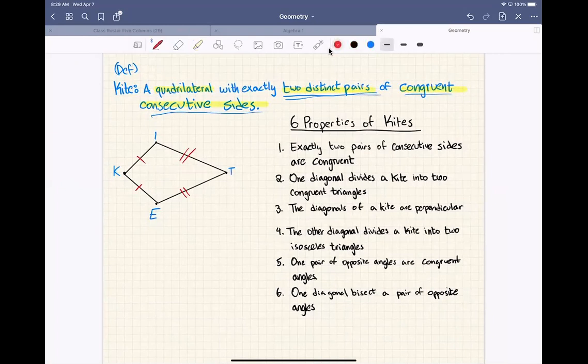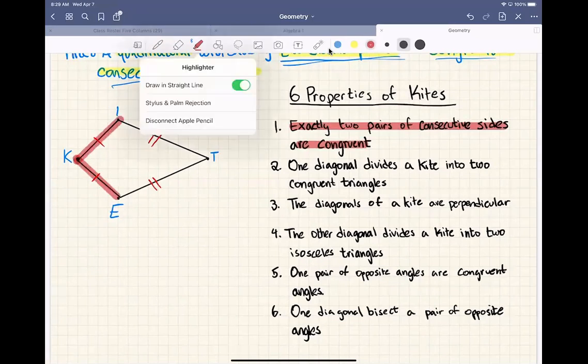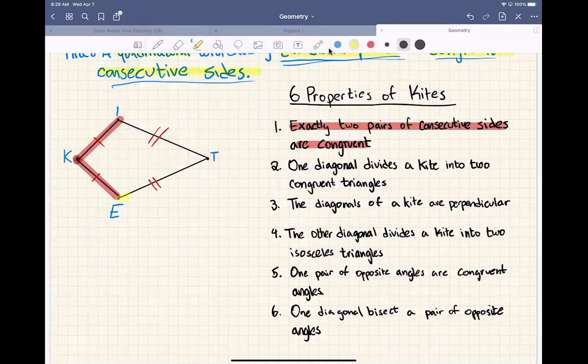All right, next up, we're gonna go over the properties of a kite. There are six key properties. There are exactly two pairs of consecutive sides that are congruent. So that's this pair right here, this pair right here. That's one pair, and then the other pair is right here. So far we know that much, right?